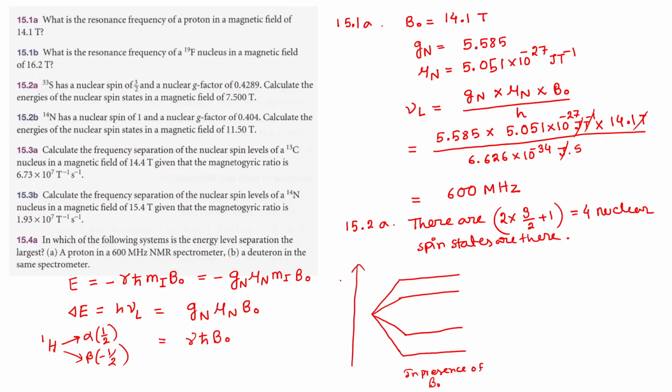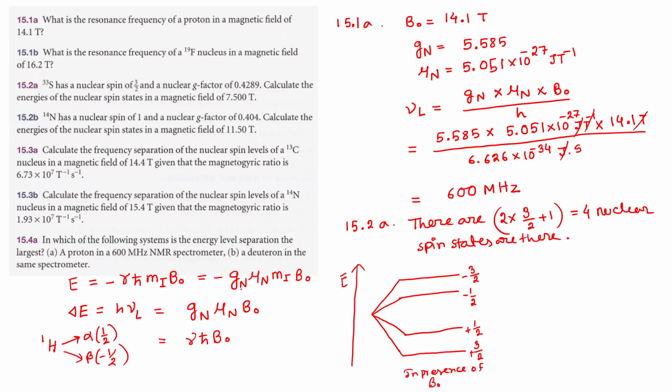What would be the states in terms of energy? If I say this is my energy scale, going from down to up is increasing, then if you remember, the alpha or positive mI values have stability, right? So it is +3/2, +1/2, then -1/2, and then -3/2. So these are your spin states. What would be the energy associated with each?